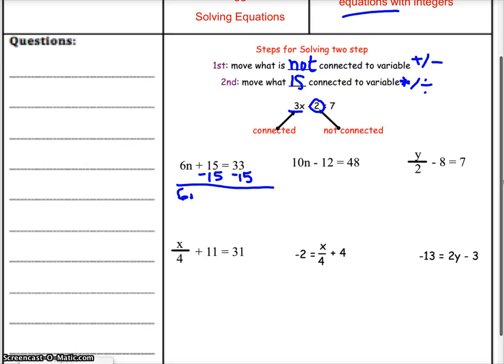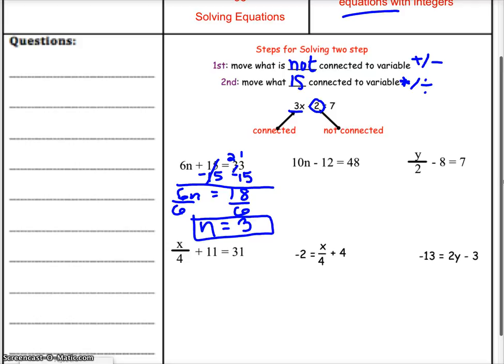You get 6n, that cancels out, equals what? 18. Good. Now I move what's sticking to it, the 6. So this is 6 times n. To get rid of times, you divide. Don't write the division sign. Do not do this. This is not your level of math anymore. We are 7th graders. We use a fraction bar for division. And you get n equals 3.